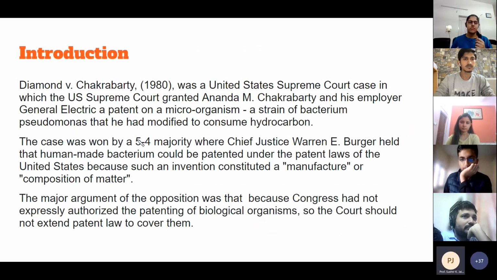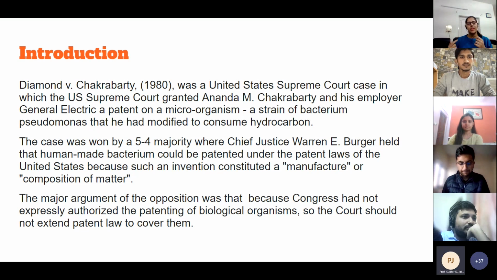This case was won by a 5-4 majority, with the Chief Justice holding that a human-made bacterium could be patented under the patent laws of the United States, because such an invention constituted a manufacture or composition of matter.